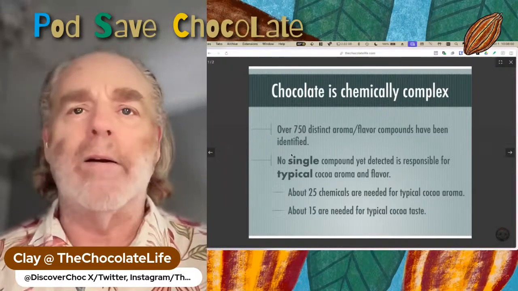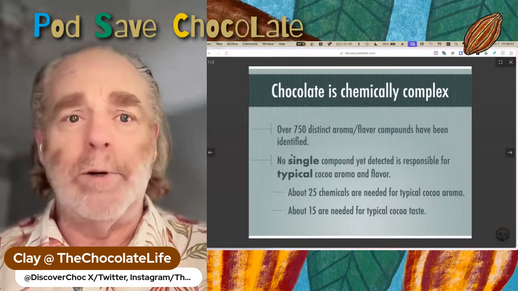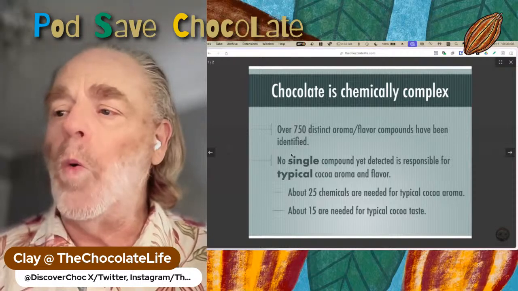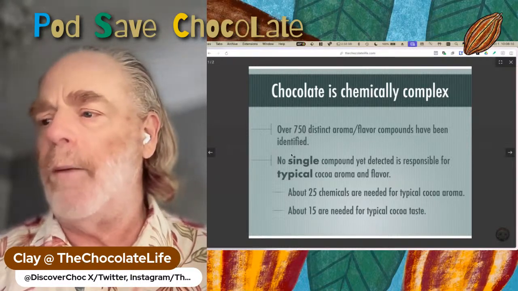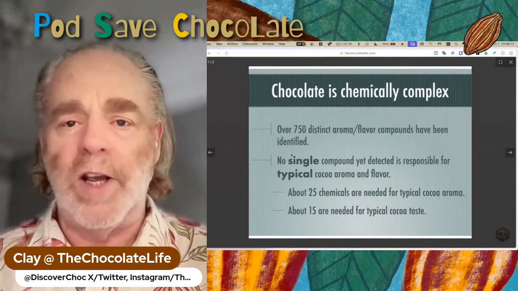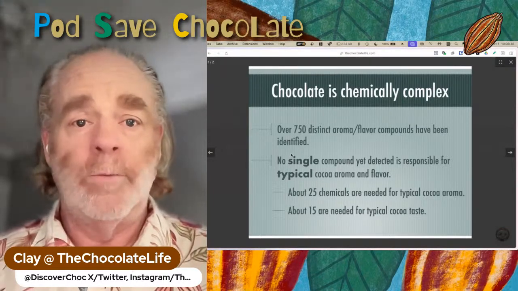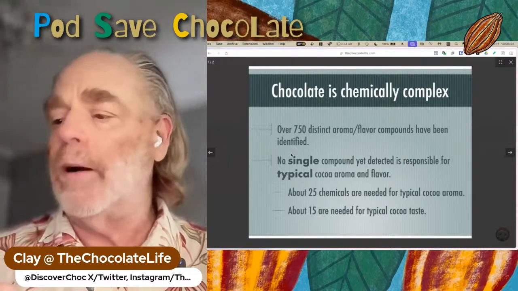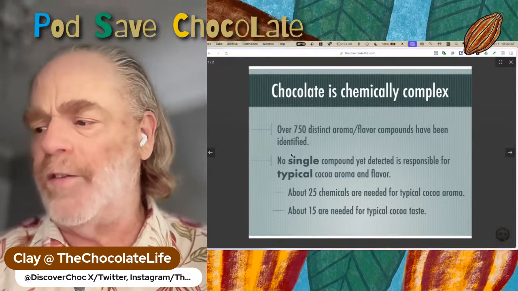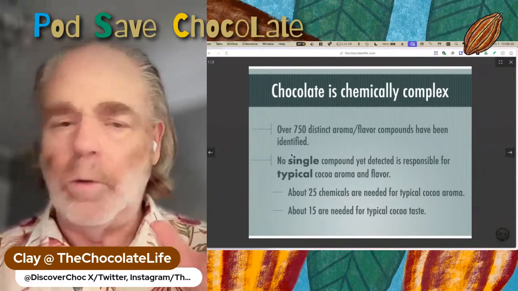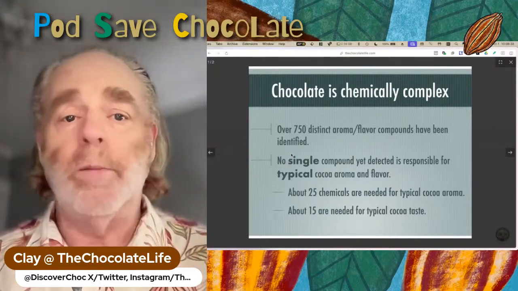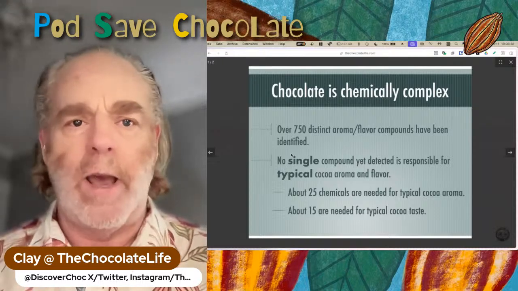I didn't think about it because this whole thing came to me this morning as I was preparing for this live stream today. So while there are over 750 distinct compounds that have been identified in cocoa, there is no single chemical that we can look at and say, this is cocoa or this is chocolate. It turns out there are about 25 chemicals needed for typical cocoa aroma and about 50 needed for typical cocoa taste. So it's really, really important to understand that chocolate is chemically extremely complex, and that all taste is chemical.